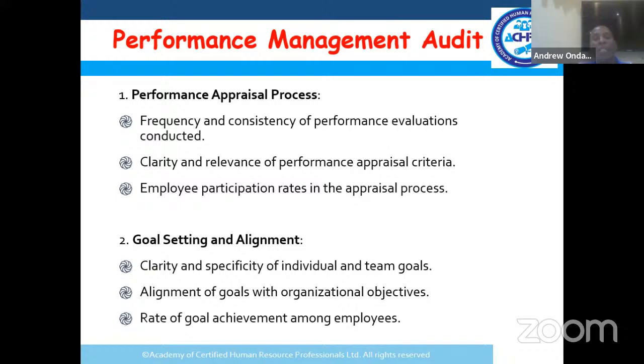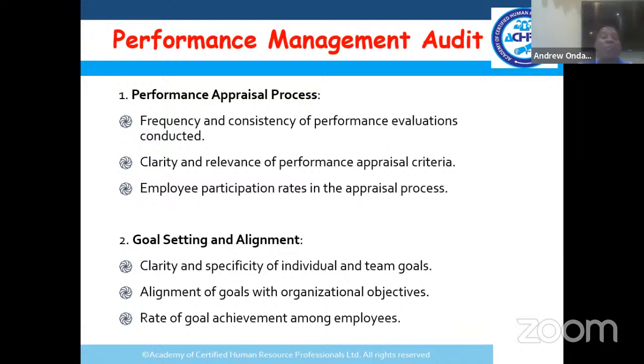The areas that we could be looking at, and this is not exhaustive because there are many things that you can audit under the performance appraisal process, is the frequency and the consistency of appraisal. Frequency means the number of times we conduct these appraisals. For public sector, it can be 1 year. It's a cycle of 1 year.